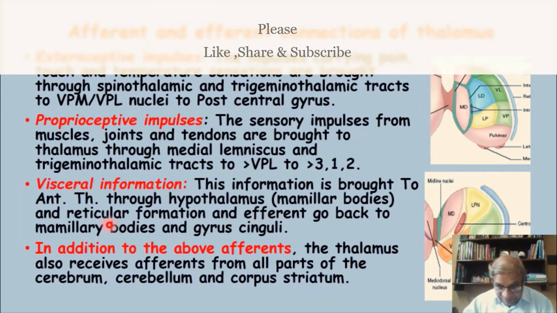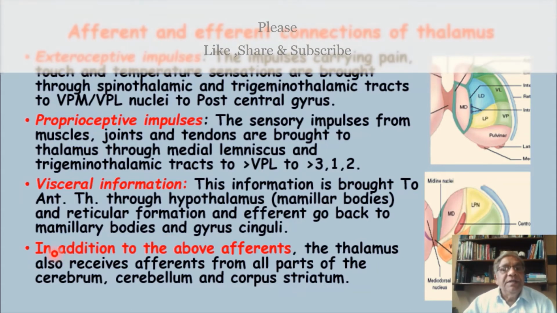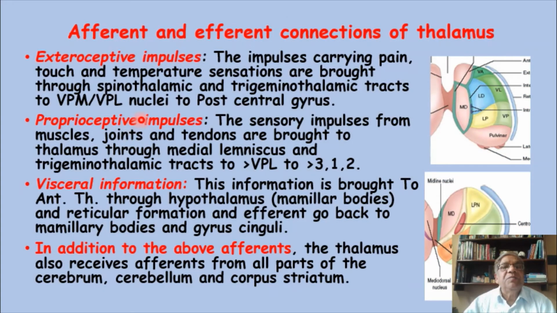and it is also brought through the reticular formation. After relaying in the anterior part of the thalamus, the fibers will go back to the same mammillary body, that means in the hypothalamus, and to the gyrus cinguli, which is located above the corpus callosum. Now coming to the fourth category of sensation, in addition to the above, that is visceral, proprioceptive and exteroceptive. Visceral you can also call interoceptive, so exteroceptive, proprioceptive and interoceptive sensation.